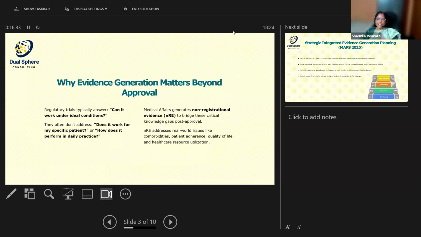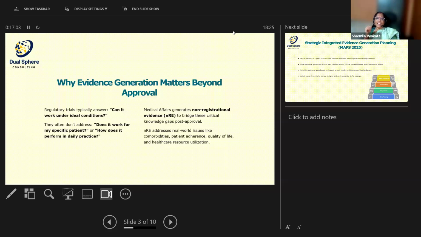Okay, but if trials give us such robust data or strong proof, why do we still need more evidence? Let's find out. Okay, here comes why evidence generation matters beyond approval. Here, regulatory trials are designed to answer one core question. Can it work under ideal conditions?